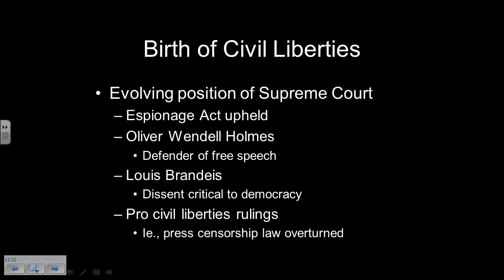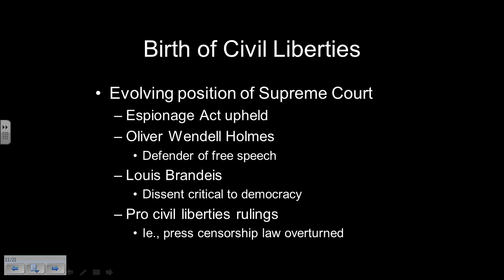Now remember, this is the idea that Eugene Debs used in his speech. Freedom of speech protects American democracy. A socialist who was thrown in prison. A few years later, a Supreme Court justice is arguing the exact same thing. Ideas have a tendency to catch on if they're popular.